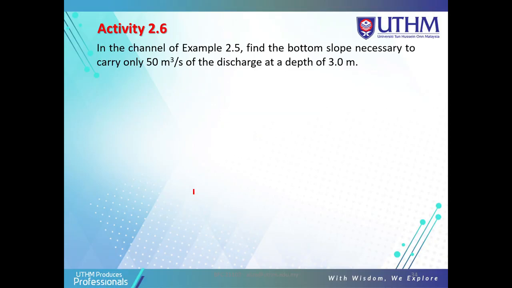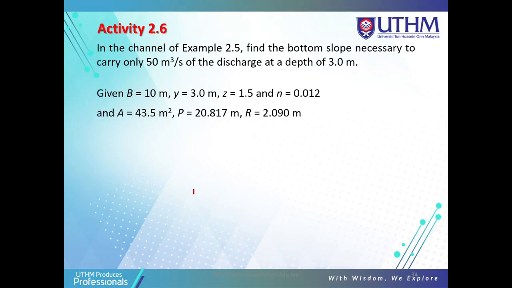Let us also use the Manning. Example 2.5: find the bottom slope. It is necessary to carry on with this one. In this activity, the Q is given, 50 meter cube per second, the discharge at the depth of 3 meter. The given B is 10 meter. Because it is example 2.5, Y is 3 meter, Z is 1.5, and N is 0.0012. But we carry on with 50 meter cube per second.